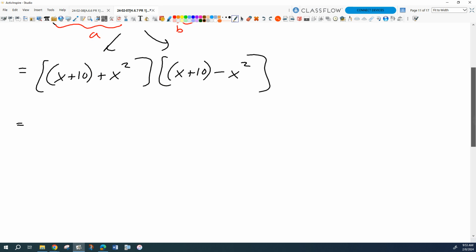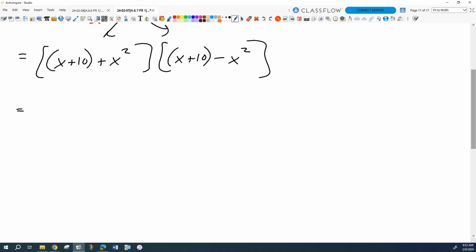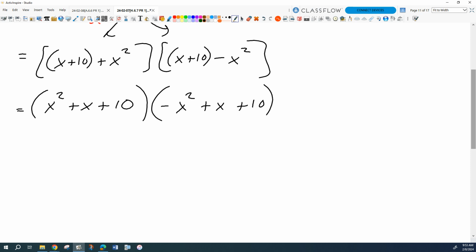So how about if we get rid of the parentheses, and while we're at it, let's write this trinomial in standard form. X squared plus x plus 10. How about this guy over here? Same thing. We could write that as negative x squared plus x plus 10. Okay.